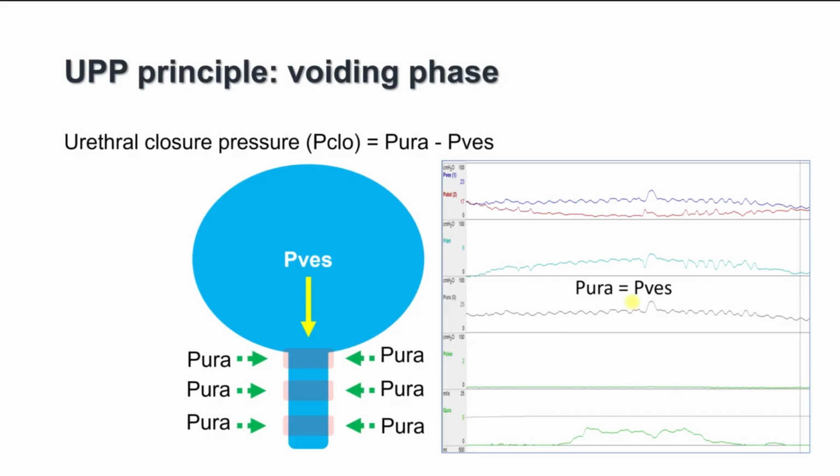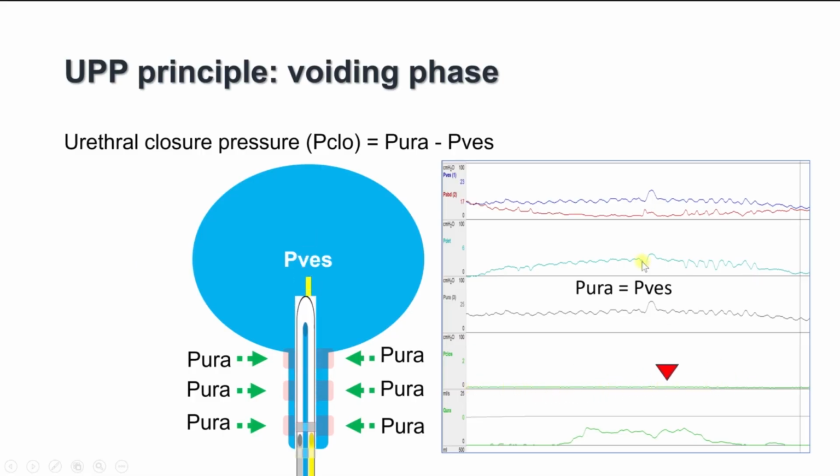Like in urethral pressure profile, the principle is how the physics works. During voiding, if the whole outlet is nicely open, then the P vesicle is transferred equitably into the urethra. So that means the P vesicle is equal to P urethra, so that means the P closure should be zero, as in this example you can see here.